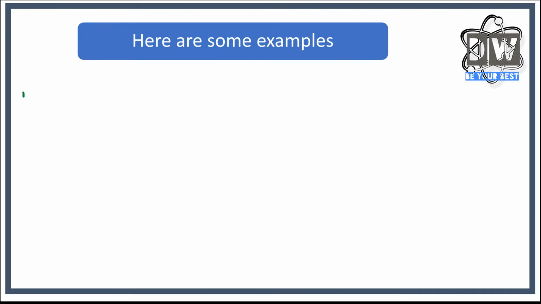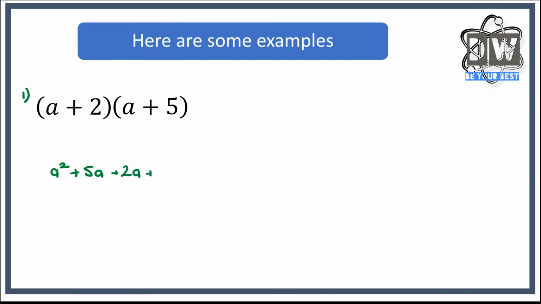So the first question we have is (a + 2)(a + 5). Very simply, we're going to times everything in this bracket by the letters or items in the bracket before it. So let's start with the first one. We've got a timesing by a, that should give us a squared, and then a timesing by 5, which should give us 5a. So let's write that down now. Then we're going to say 2 timesing by a gives us 2a, and 2 timesing by 5 gives us 10. So 2a plus 10.